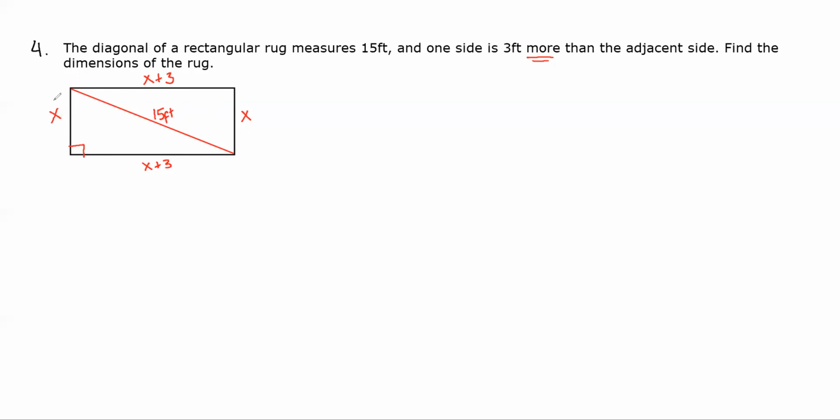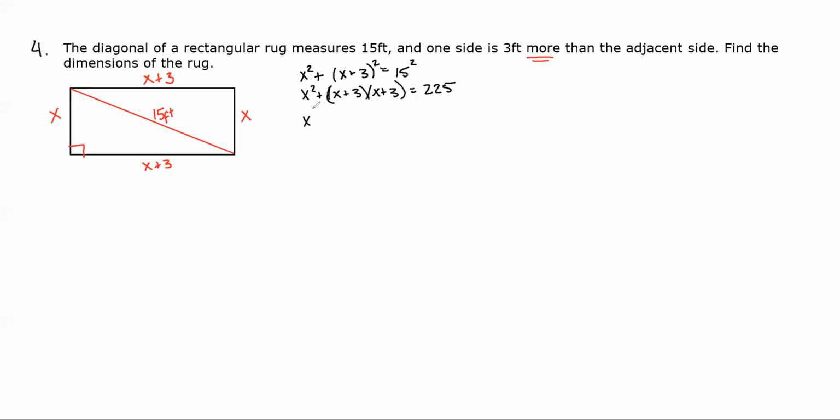So we're going to have the leg squared plus the leg squared equals the hypotenuse squared. So we're going to have x squared plus (x plus 3) squared equals the hypotenuse squared, so 15 squared. Now let's simplify. We're going to have x squared plus (x plus 3) times (x plus 3) equals 15 squared, which is 225.